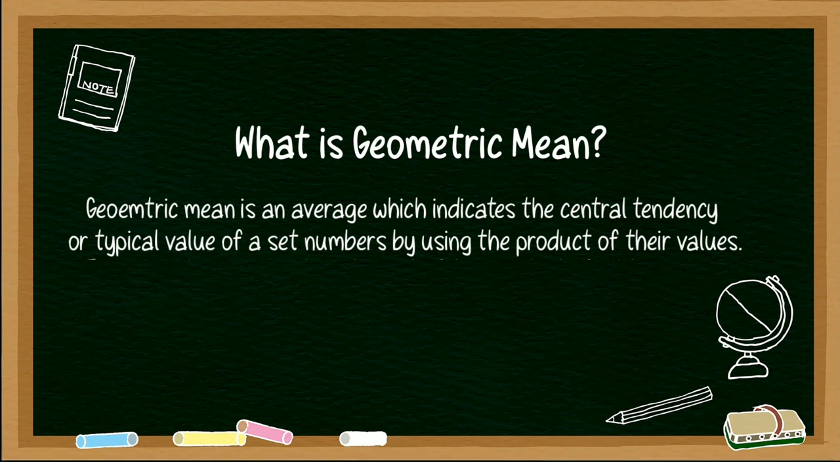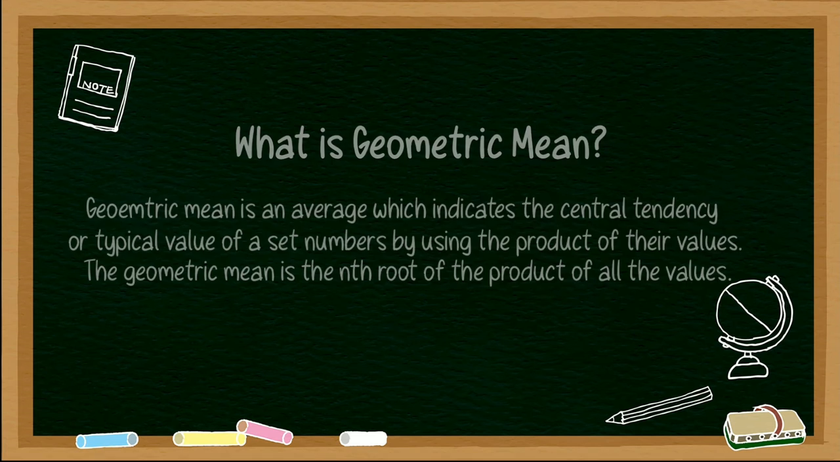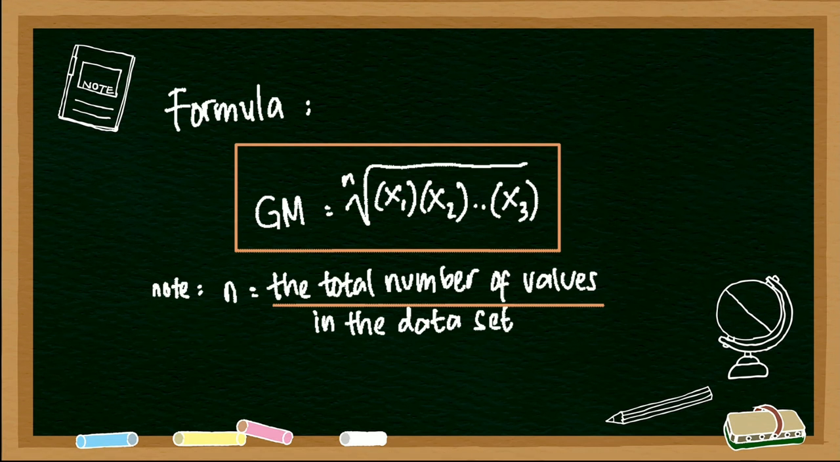Geometric mean is an average which indicates the central tendency or typical value of a set of numbers by using the product of their values. The geometric mean is the nth root of the product of all the values. The formula for geometric mean is the nth root of all the values multiplied together, where the n is the total number of values in the data set.